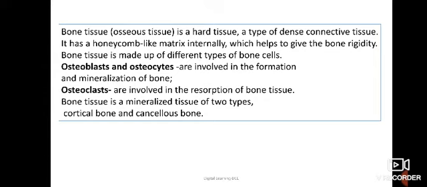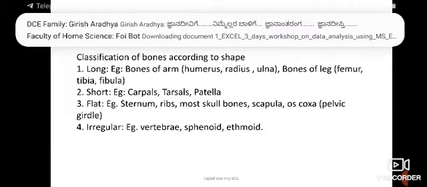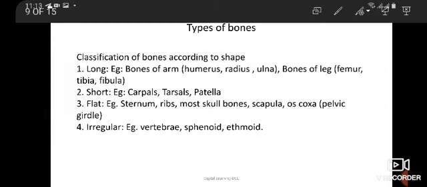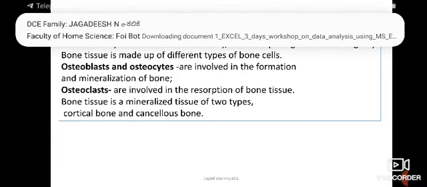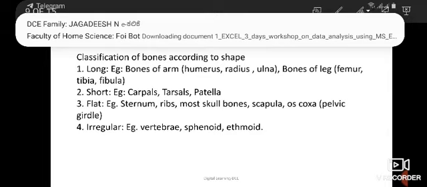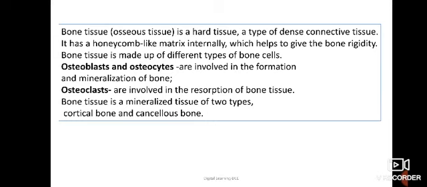Bone tissue, also called osseous tissue, is a hard tissue, a type of dense connective tissue. It has a honeycomb-like matrix internally which helps to give the bone rigidity. Bone tissue is made up of different types of bone cells.